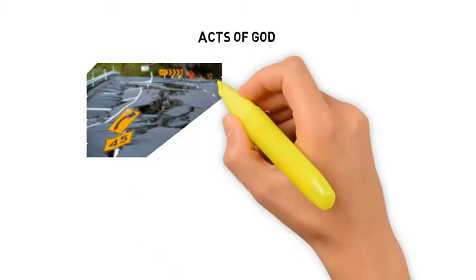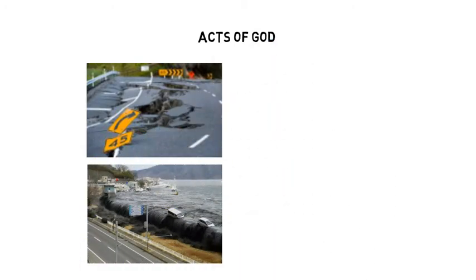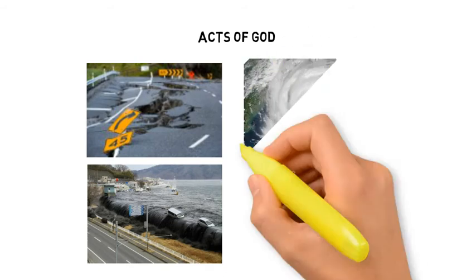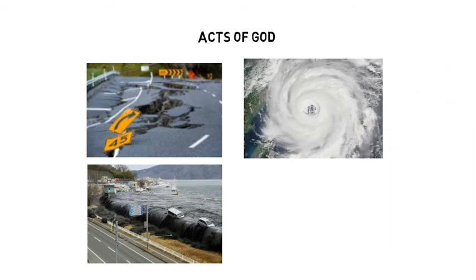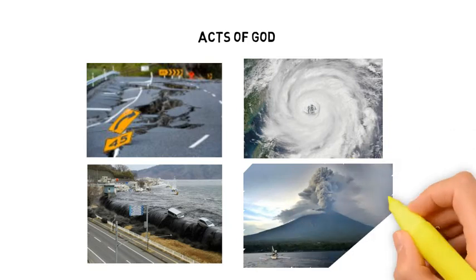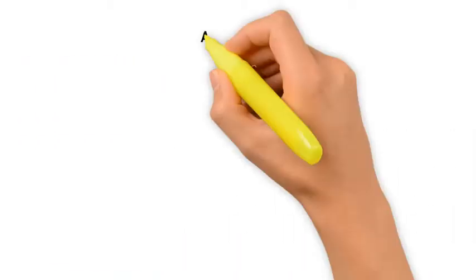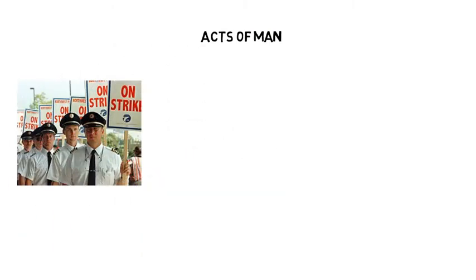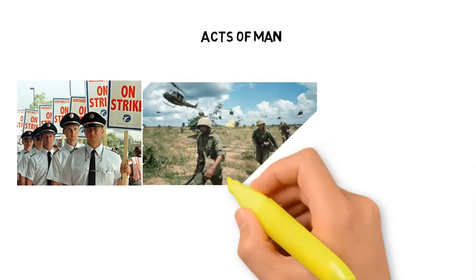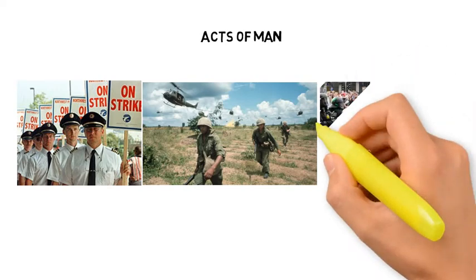An act of God is a natural hazard outside human control for which no person can be held responsible. These include many types of natural phenomena, including earthquakes, tsunamis, typhoons, cyclones, volcanic eruptions, just to name a few. An act of man refers to hazards for which carriers cannot be held responsible for, including strikes, war, or riots.